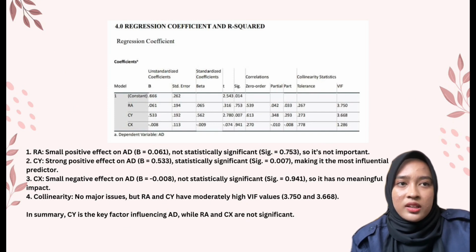CY has a strong positive effect on AD, with B equal to 0.533 and significance equal to 0.007, making it the most important predictor in the model. CS has a very small negative effect on AD, with B equal to negative 0.008, but it is also not significant. The significance is 0.941, so it isn't very important. The collinearity statistics show a major issue, although RA and CY have moderately high values, which are negative 3.750 and 3.668. In summary, CY is the key factor influencing AD, while RA and CS have minimal or no significant impact.